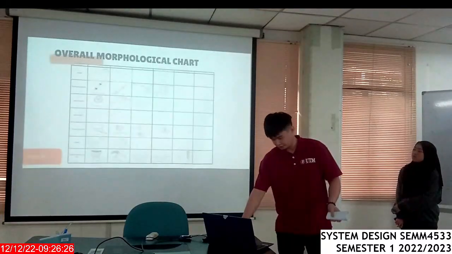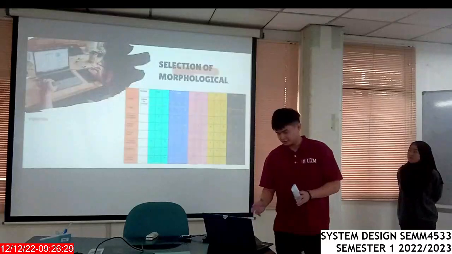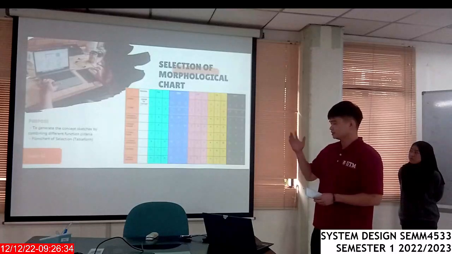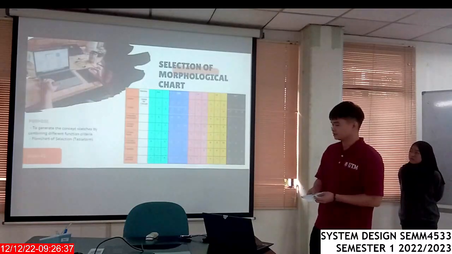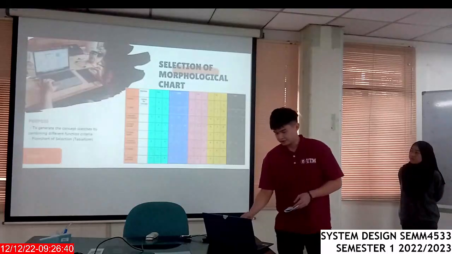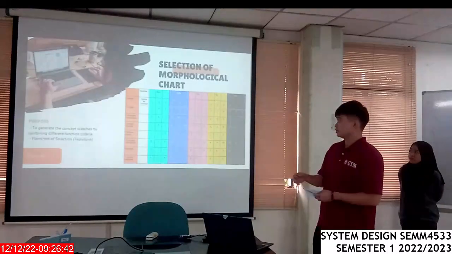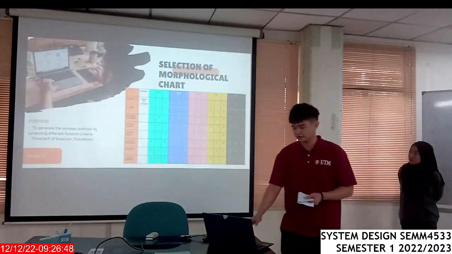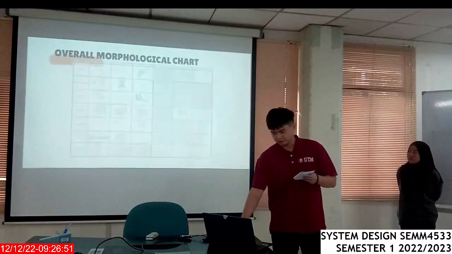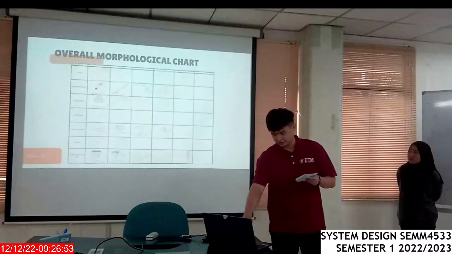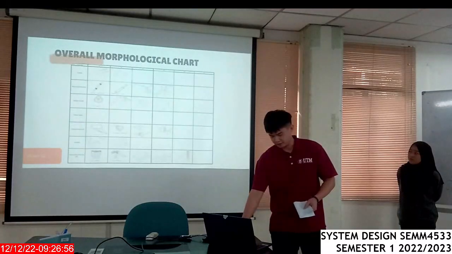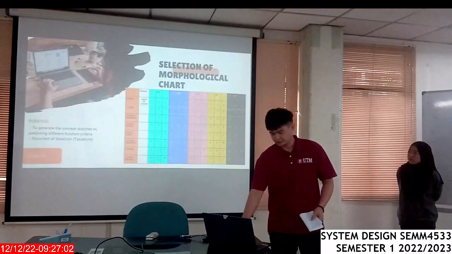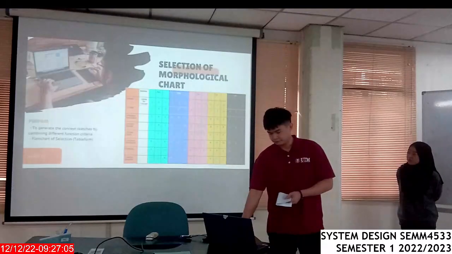Then we continue with the next stage, which is the selection of the morphological chart. So we have listed down the selection in table form. Here is an example. The purpose of this selection is to generate different concept sketches by combining the different function criteria that we use here. So for example, cutting, reaching, motion transfer, power supply, scoping, mobility, and impact absorption. Here is the tabulated form.